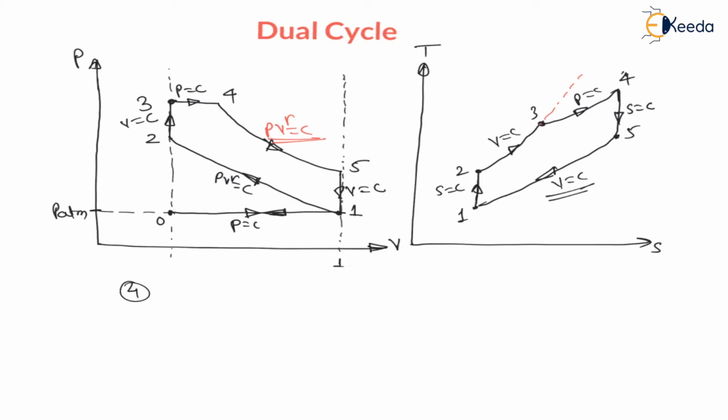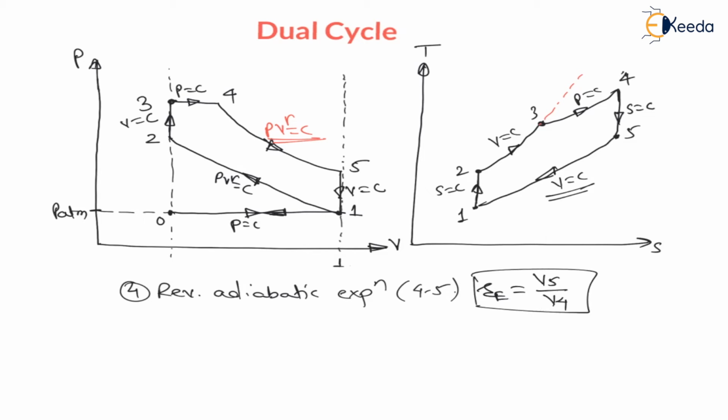The process number 4 is reversible adiabatic expansion, that is process 4 to 5. Here you can see 4 to 5 is reversible adiabatic expansion. Therefore for this process there will be an expansion ratio RE, which is nothing but the volume at the end of expansion V5 divided by volume at the entry of expansion V4. This is called expansion ratio. And the last process, number 5, is 5 to 1, which is nothing but constant volume heat rejection. These are the various 5 processes on PV and TS diagram.